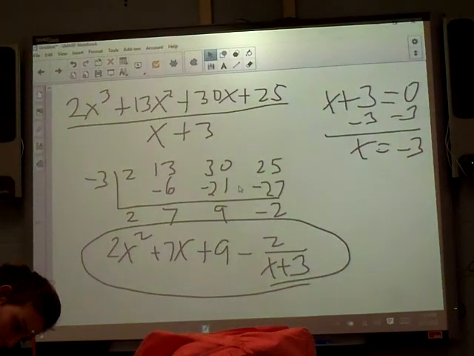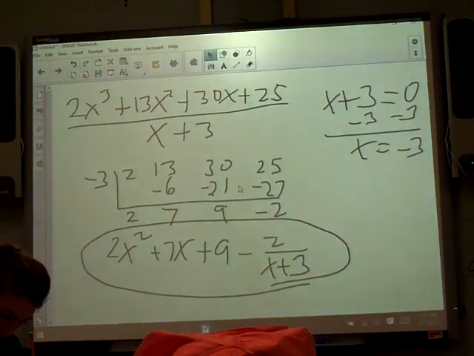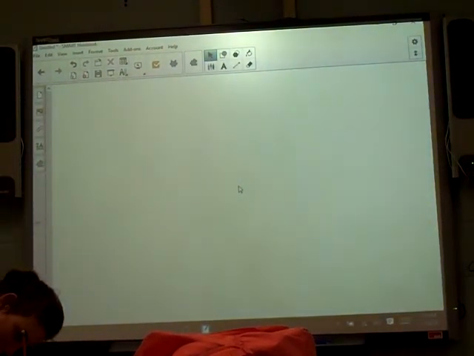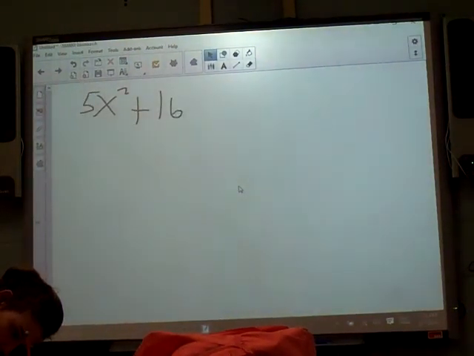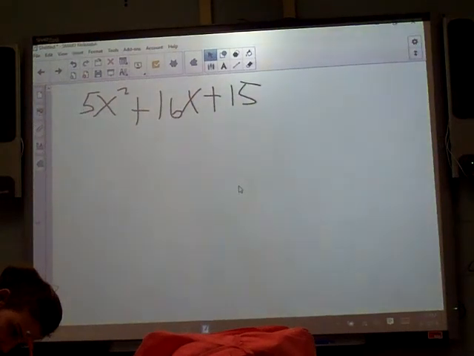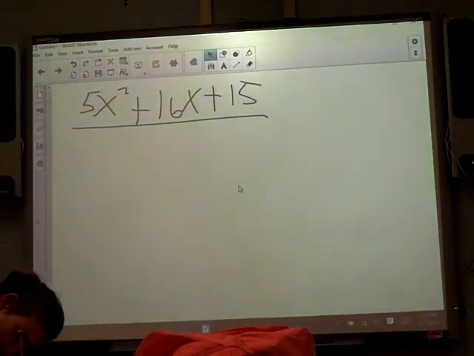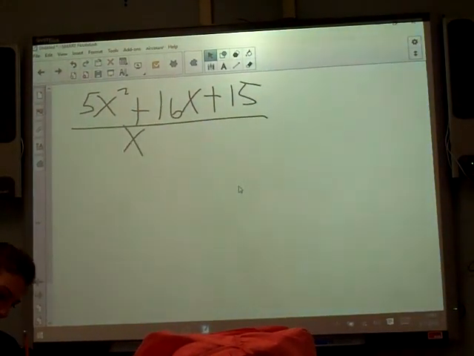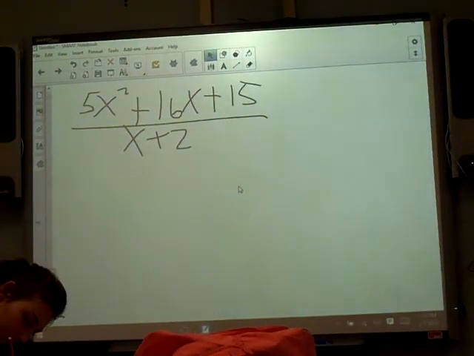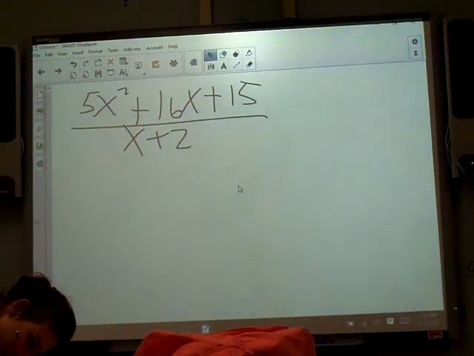Alright, got what we need on that one? Okay, this one you're going to try. It says 5x squared plus 16x plus 15, and you're dividing by x plus 2. So I want you to try that one real quick. I gave you a smaller one, so it won't have as many steps in it. Try that. Go.